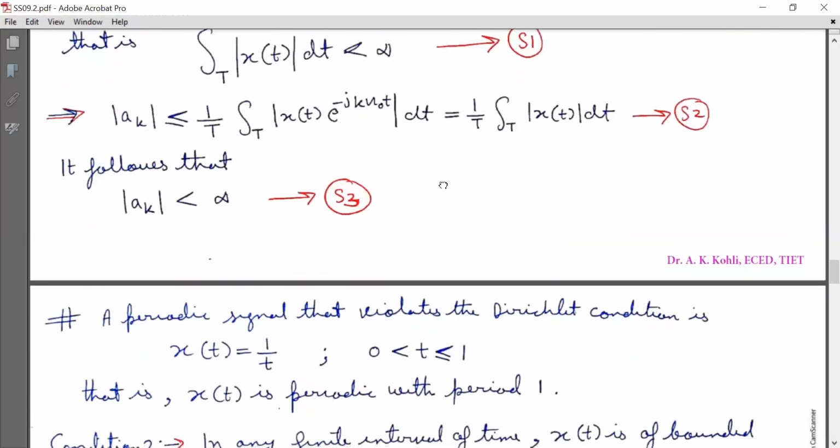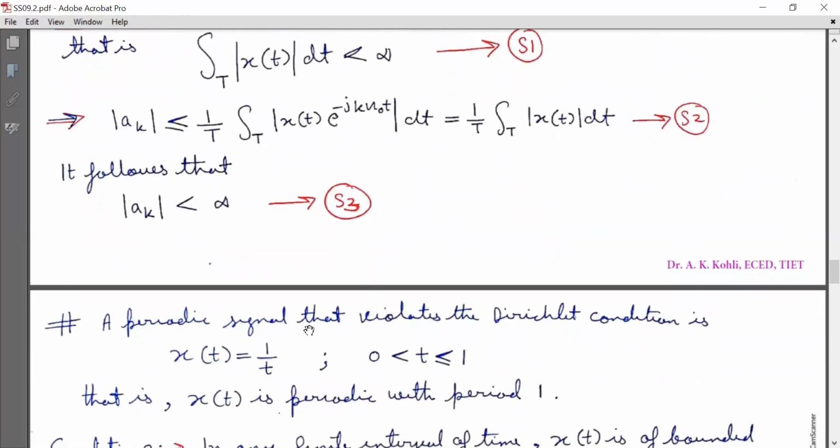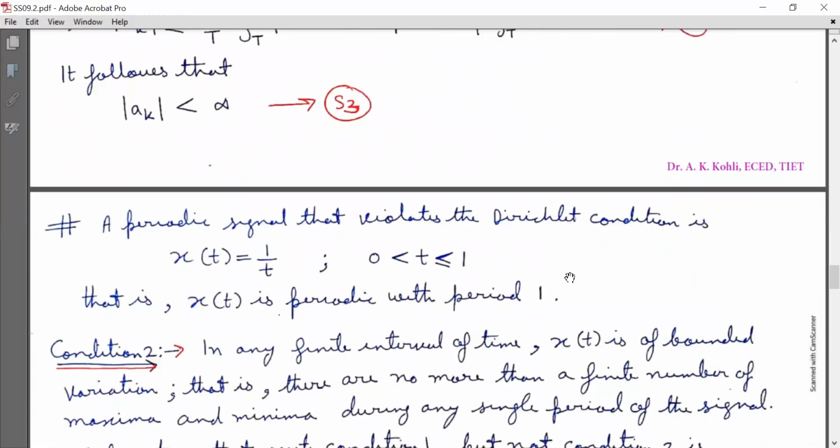Now I will give you one example. A periodic signal that violates the Dirichlet condition is x(t) equal to 1 by t when t is ranging between 0 to 1. That is, x(t) is periodic with period 1. So we cannot represent this signal in terms of Fourier series, though it is periodic.